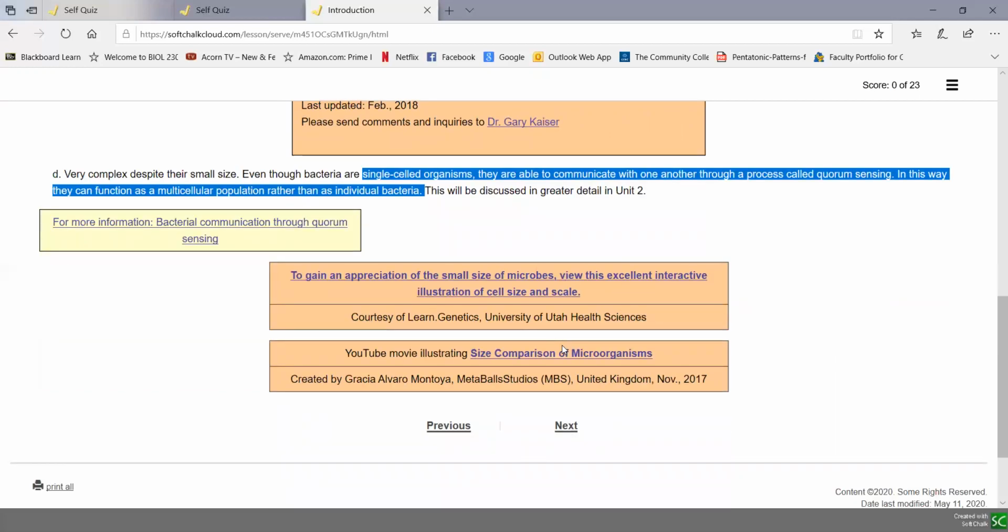In terms of size comparisons, we showed you these 2 videos back when we were introducing the bacteria in our first SoftChalk lesson. And you might want to review that again to get an idea of just how small the bacteria are compared to other things. So there's 2 nice videos there you can look at to compare sizes.